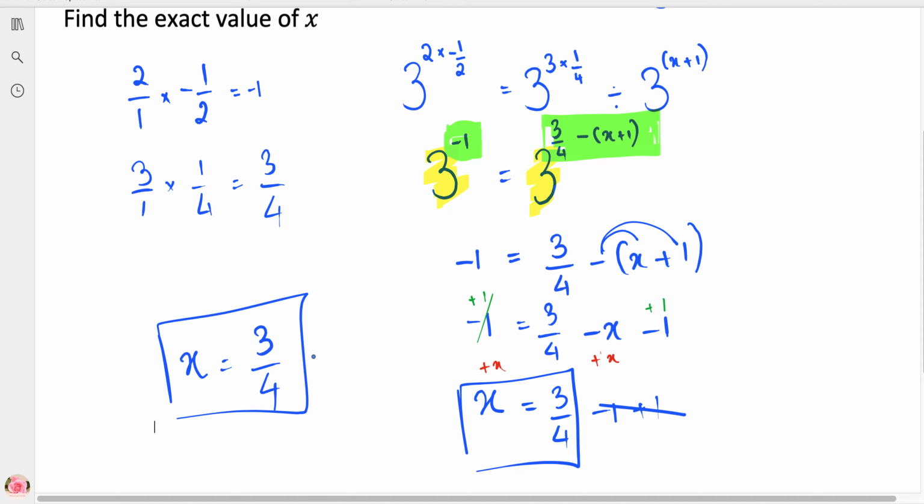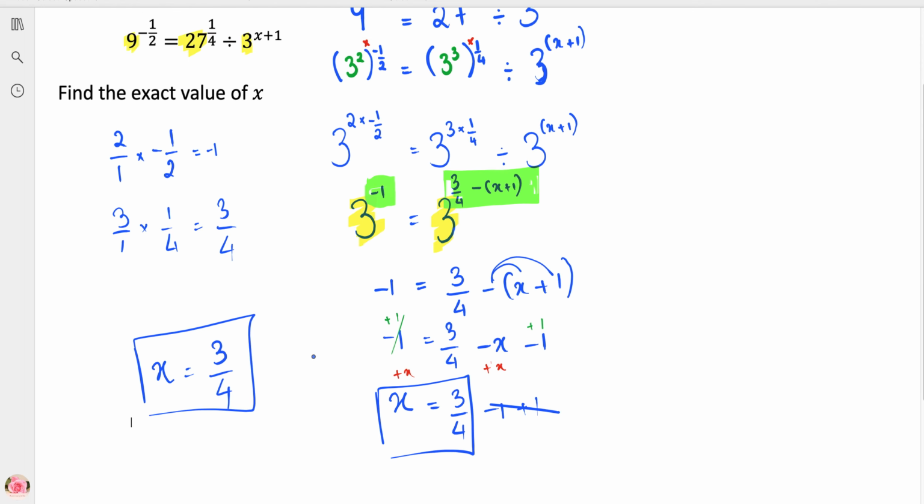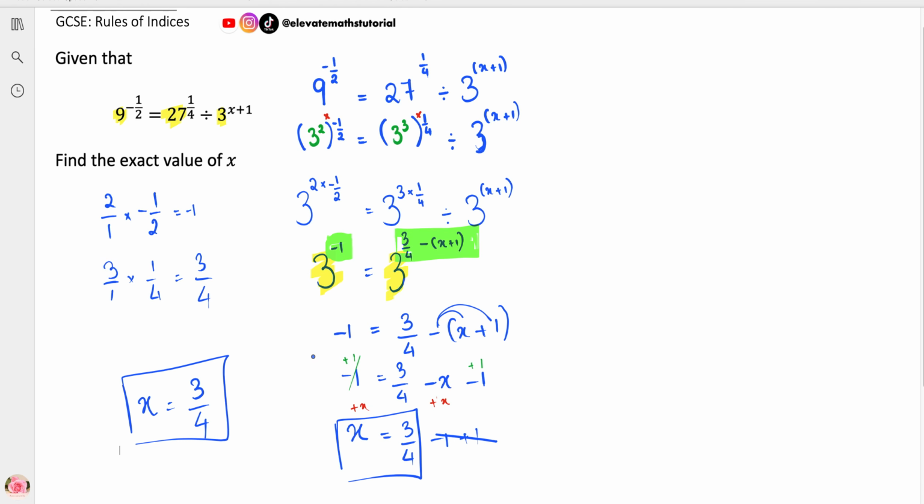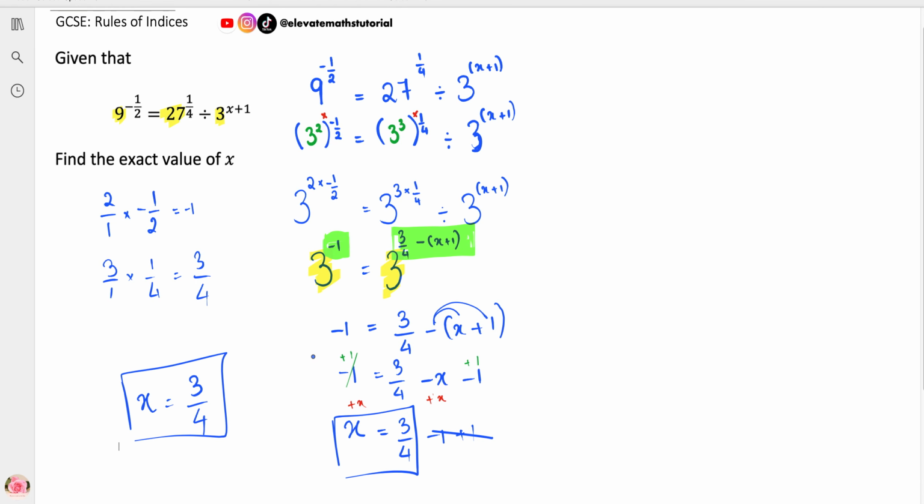This is considered a higher level rules of indices question. So you can see the full question here. It's a bit more advanced than basic rules of indices questions.